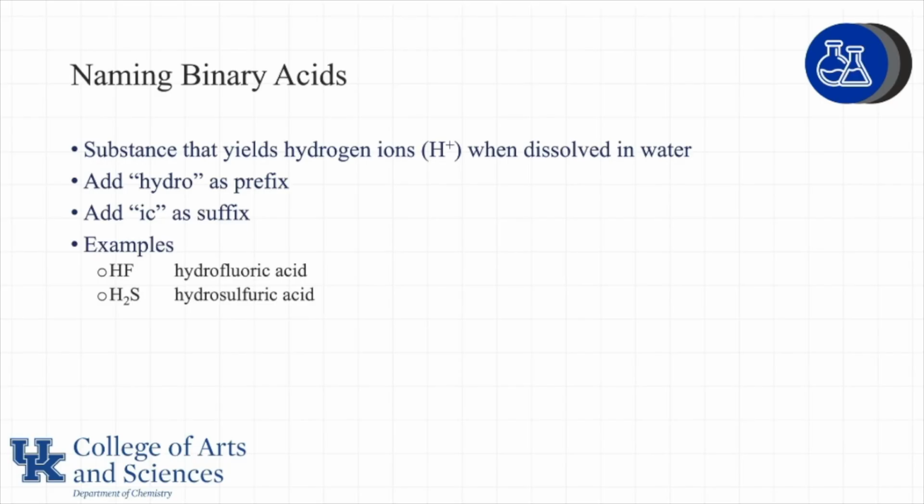For example, HF, we take fluorine and add hydro at the beginning and ic at the ending. So remove the ine and add ic. So we get hydrofluoric acid. For H2S, we get hydrosulfuric acid. This is actually different than sulfuric acid, which you may have heard of, because that's involving a polyatomic ion.